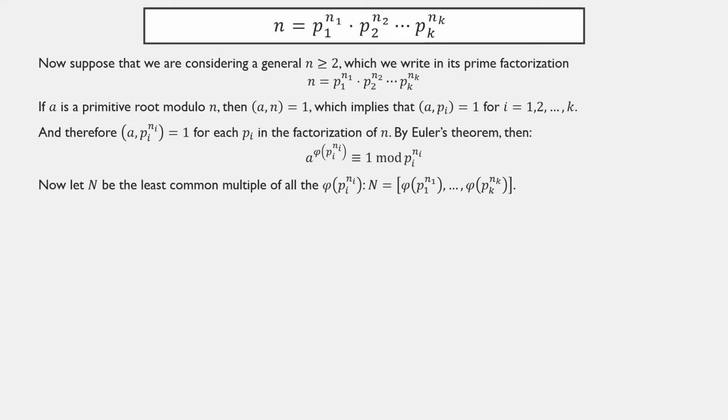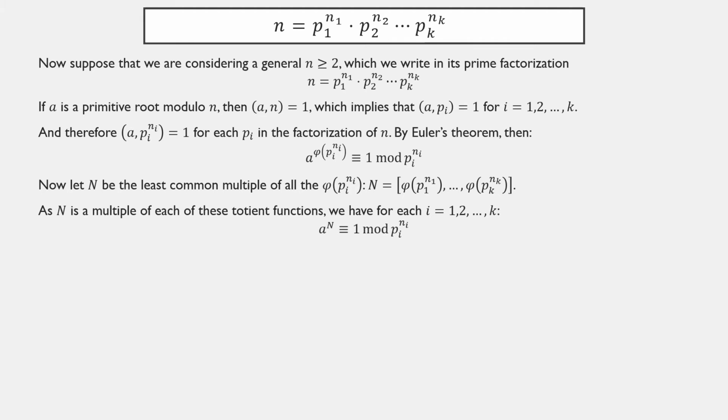Now, let capital N be the least common multiple of all of these totient function values. Phi of p1 to the n1, phi of p2 to the n2, etc. Find the least common multiple of all of them. Since capital N is the least common multiple of all of those values, it's a multiple of each of them. Therefore, I have here a to the capital N. That's a multiple of phi of p1 to the n1. Therefore, a to the capital N is equivalent to 1 mod p1 to the n1. But capital N is also a multiple of phi of p2 to the n2. So a to the capital N is equivalent to 1 mod p2 to the n2, and so forth and so forth.